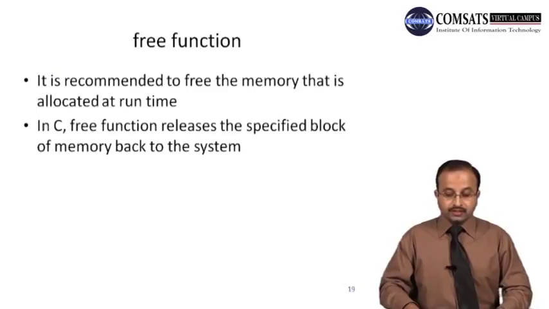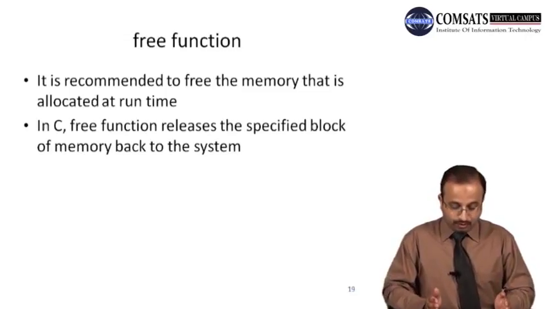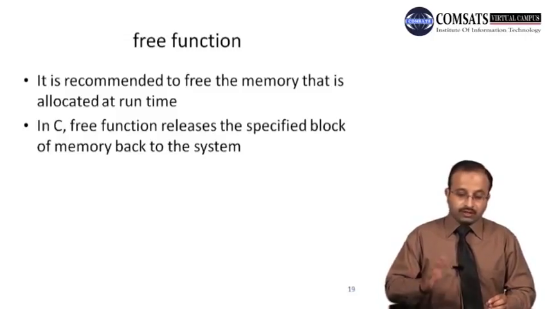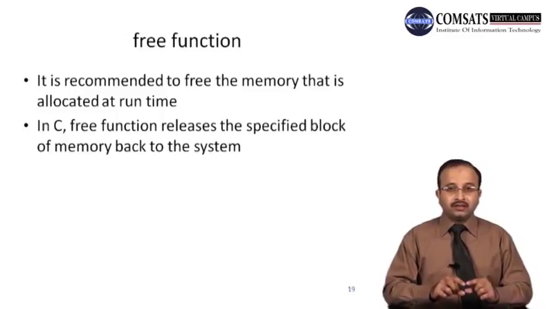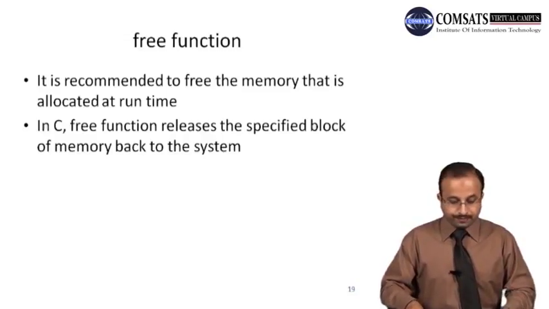In C, the free function releases the specific block of memory back to the system, that is, it frees it. Now back to the system means that now I am not using this memory space, and it tells the operating system, now this memory is free and you can assign this memory to any other program. So if you don't use the free function, then this memory will be reserved until your system restarts. So until the system restarts, that memory will stay reserved by the operating system, even if your program shuts down and exits, still that memory will be allocated there and no other program is able to use that memory.